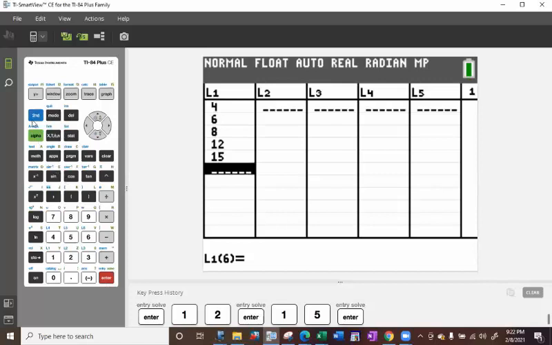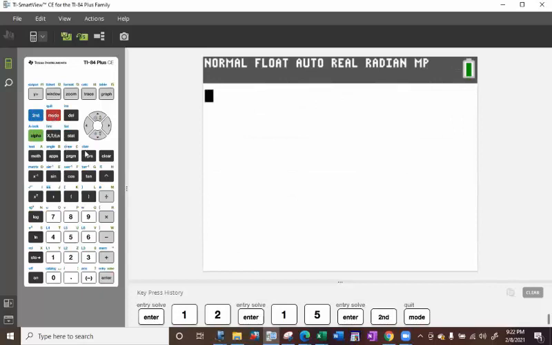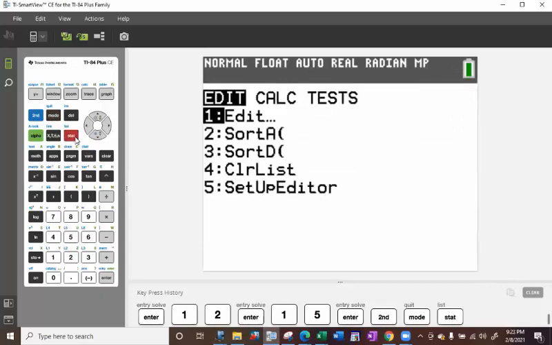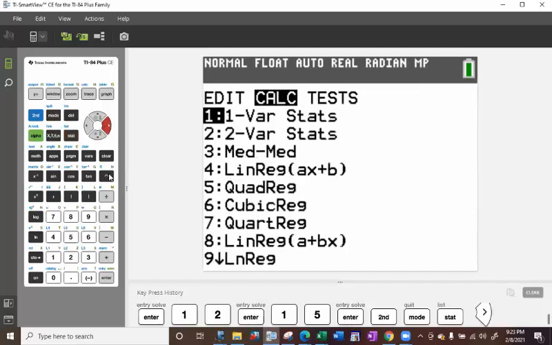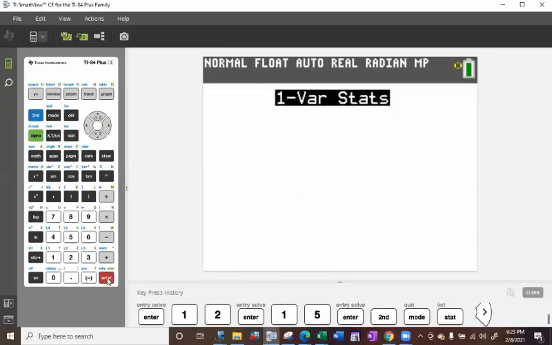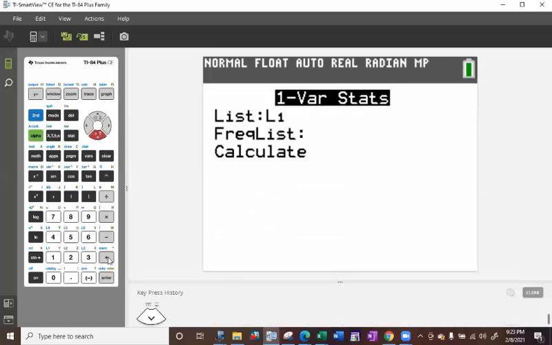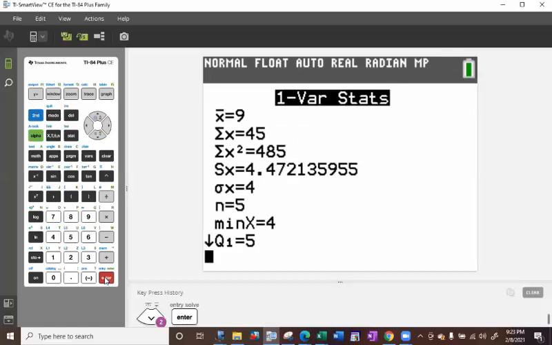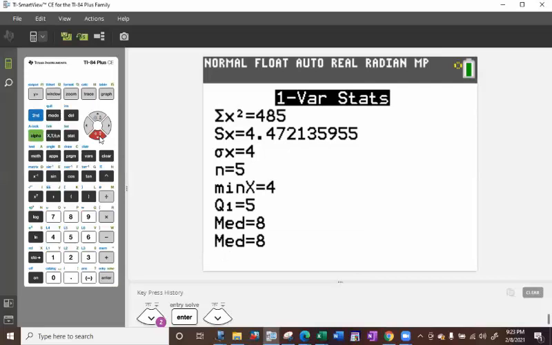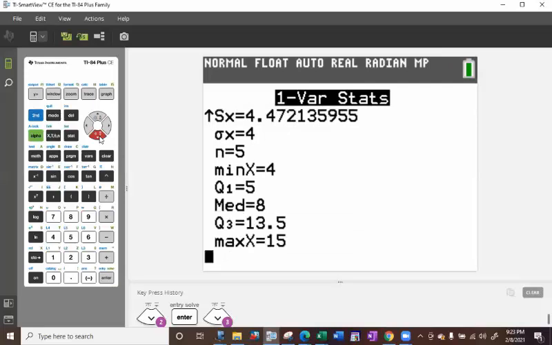So I'm going to quit out of this, and I'm going to go stat, calc, 1 var stats, calculate, scroll down. Oh, it did. Okay, it did average those two. Okay, all right. Maybe I'm making too much out of this then.